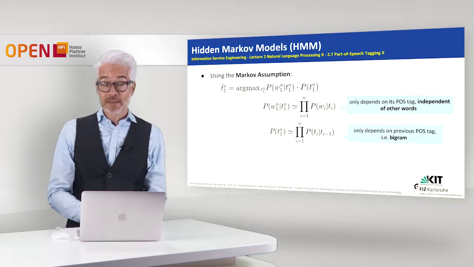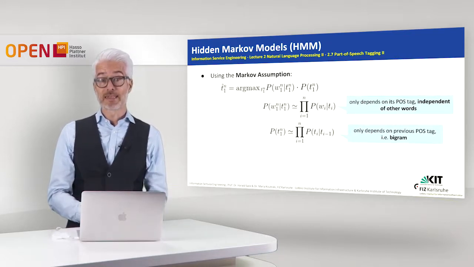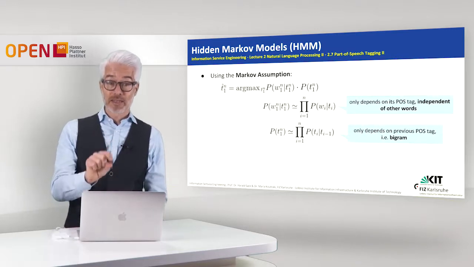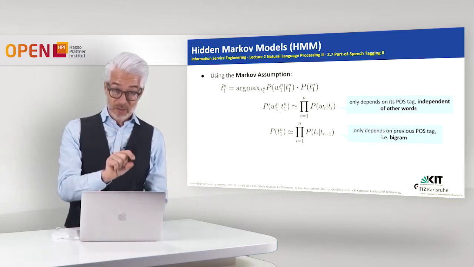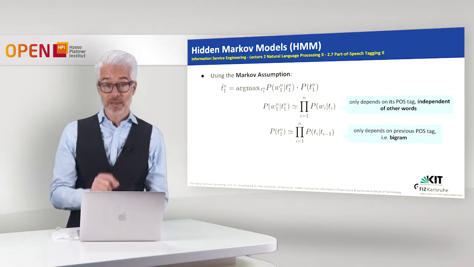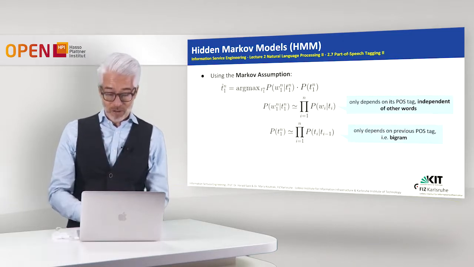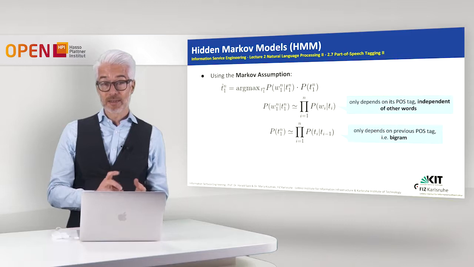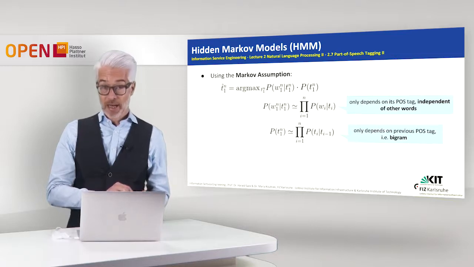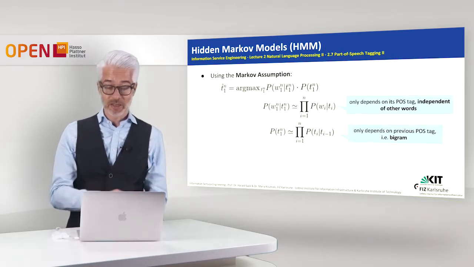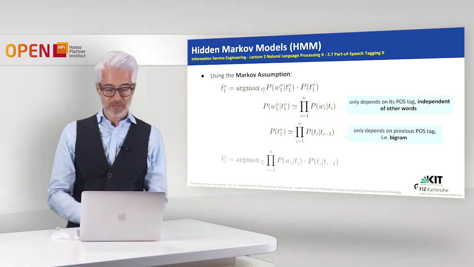And then you look at the tag sequences for determining the probability of the tag sequence. So what you do here, you say the probability of the tag sequence is approximated by the product of all tag sequences consisting only of the tag and its predecessor. So it's the occurrence of the tag t sub i under the assumption that t sub i minus 1 has already occurred. So you're only looking at the bigram. So this here is the typical Markov assumption.